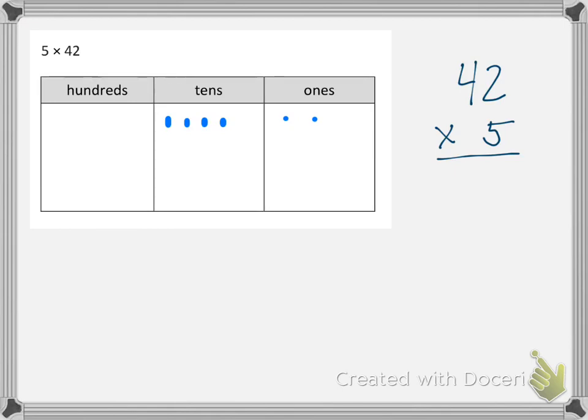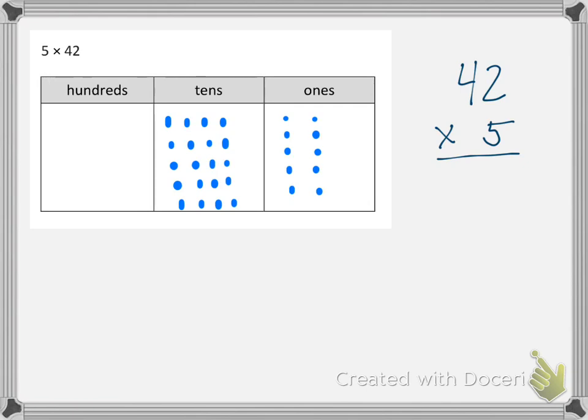Now it says that we're multiplying by 5, so we're going to get 5 groups of these 2 ones. So we're going to get 1, 2, that's 3, that's 4, and that's 5. And in the tens, we're going to get 5 groups of 4 tens. So that's 2, that's 3, that's 4, and that's 5.